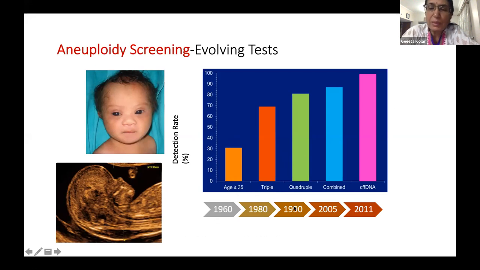Quadruple came in the 90s. Combined screening, that means the first trimester 11 to 13 week 6-day scan with a double marker, came in 2005. And from 2011, almost 8 years now, we have cell-free DNA, the fetal fraction of DNA. You see that as the tests have improved, so has the detection rate. If you take only age as a criterion, your detection rate of Down syndrome will be only 35%. But with cell-free DNA today, we have almost 99% detection of Down syndrome. So we will see how these tests can be used to screen for Down syndrome in the first trimester.